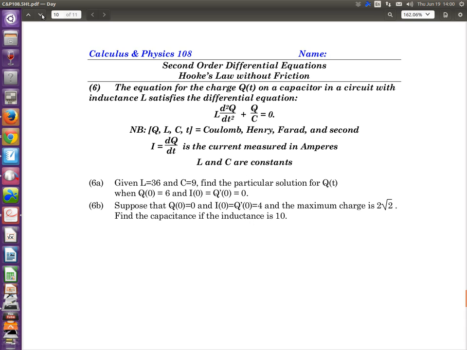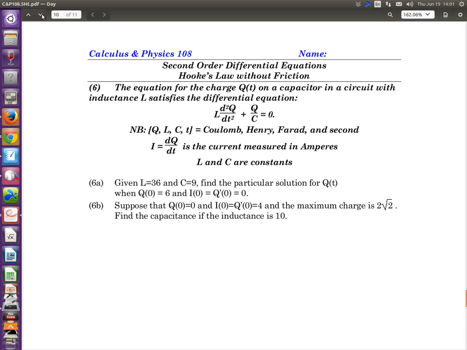Anyway, the equation for the charge Q of t on a capacitor in a circuit with an inductance L satisfies the differential equation L Q double prime plus Q over C equals 0, or equals negative Q over C, where Q, L, C, and t have the dimensions or units coulombs, henries, farads, and seconds, respectively. And by the way, I is the rate of change of Q, which is called the current in amperes, but that's Q prime. And L and C are given as constants.